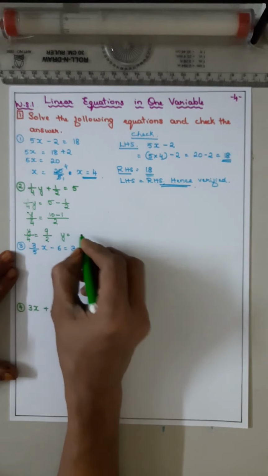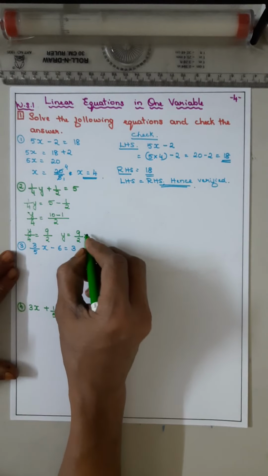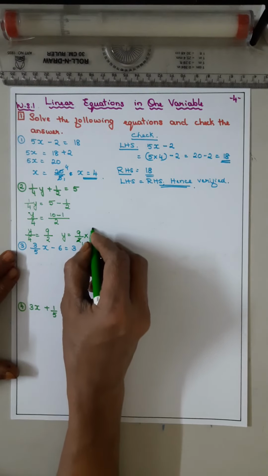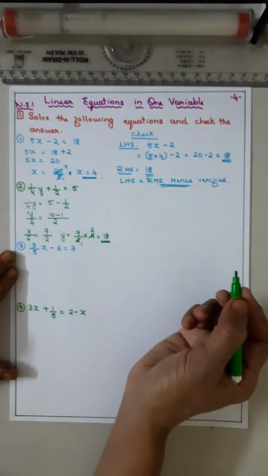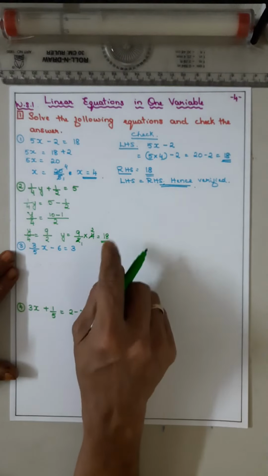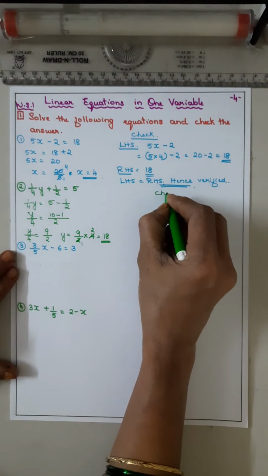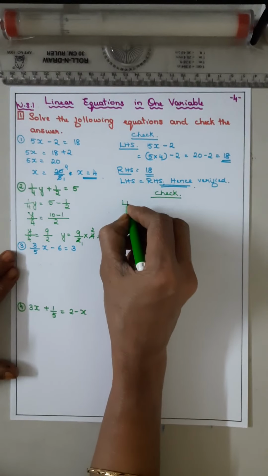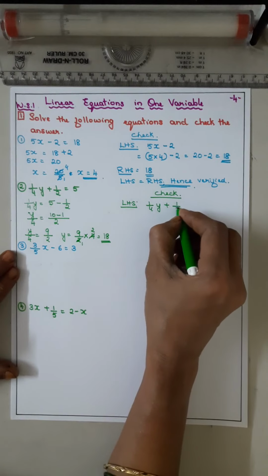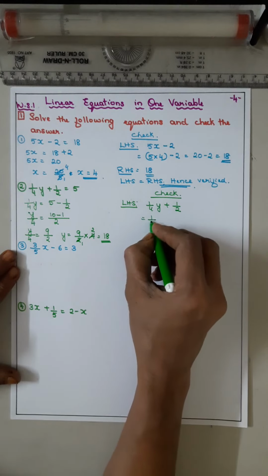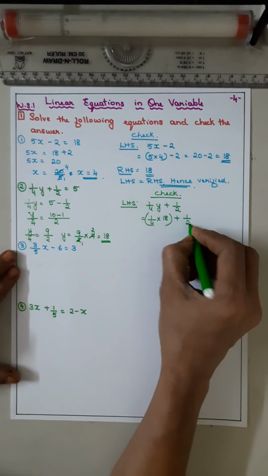So y is equal to 9 by 2 into the 4 goes to the numerator. So 2 1s are 2, 2 2s are 4, 9 2s are 18. Isn't it? So the answer is y is equal to 18. Now check LHS. 1 by 4y plus 1 by 2. Put the value 1 by 4 into 18 within the bracket, plus 1 by 2.